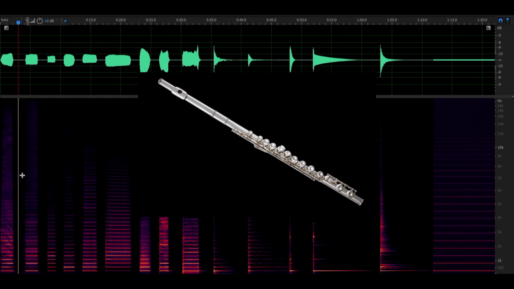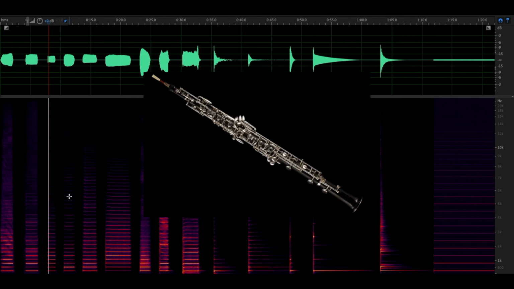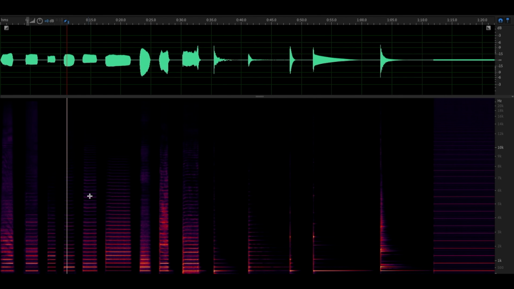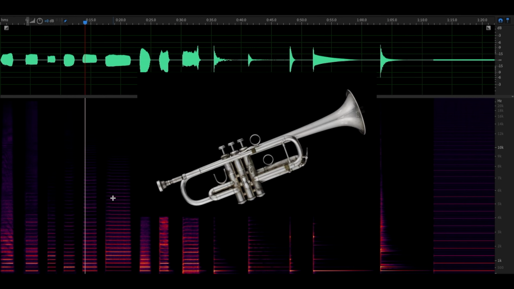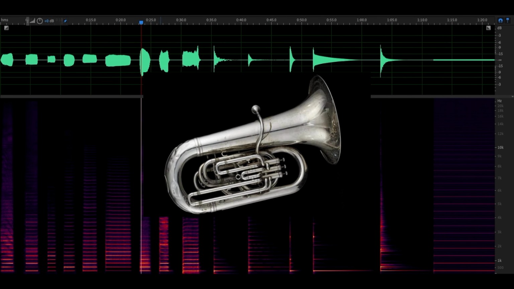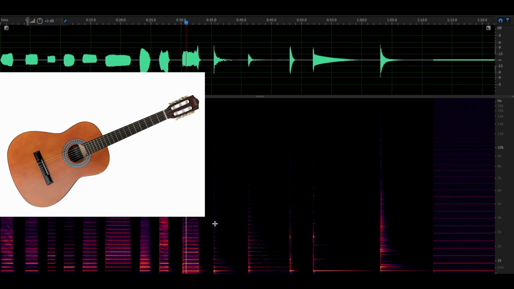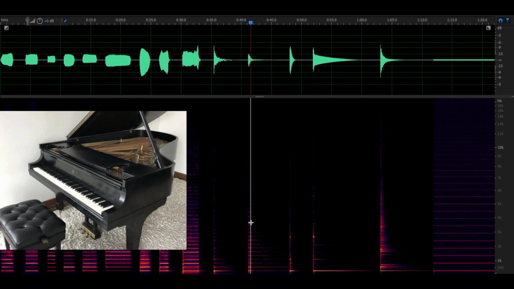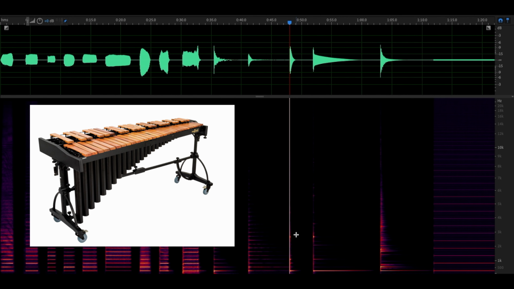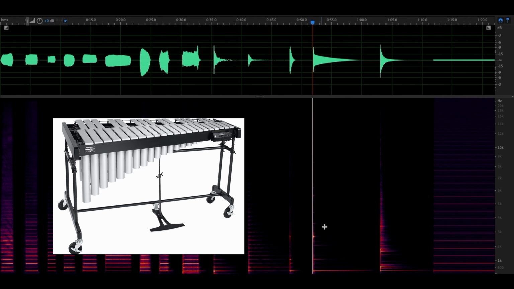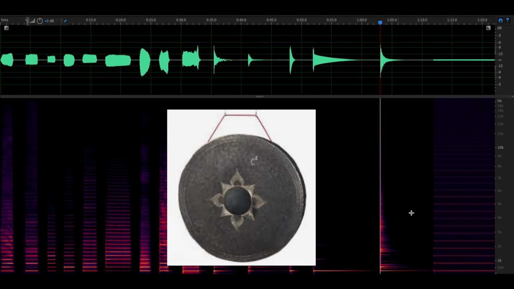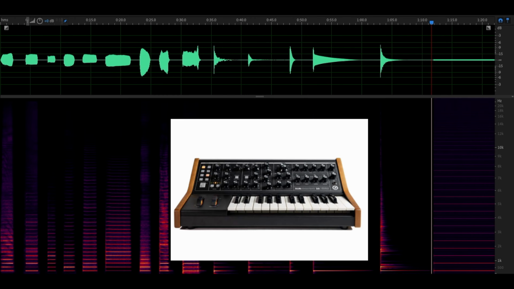So in order, they're flute, clarinet, oboe, bassoon, French horn, trumpet, tuba, violin, cello, guitar, it's a classical guitar, piano, marimba, vibraphone, tai gong, and a synthesizer playing a square wave.